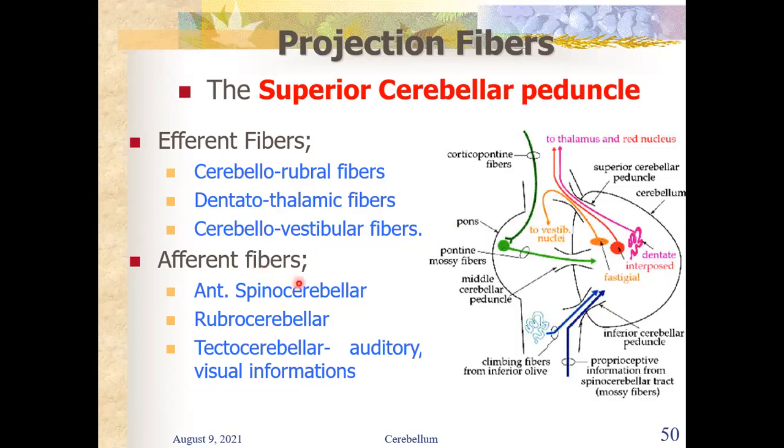So we have afferent fibers. Remember, the superior cerebellar peduncle also contains afferent fibers as well as efferent fibers, but the efferent fibers are predominant. So we have afferent fibers like spinocerebellar, anterior spinocerebellar fibers, rubrocerebellar fibers, and the tectocerebellar tract, which carries auditory and visual information as well. So these are afferent fibers from different parts of the central nervous system to the cerebellum.